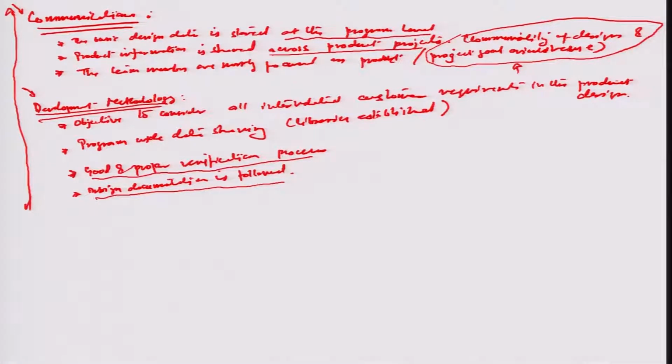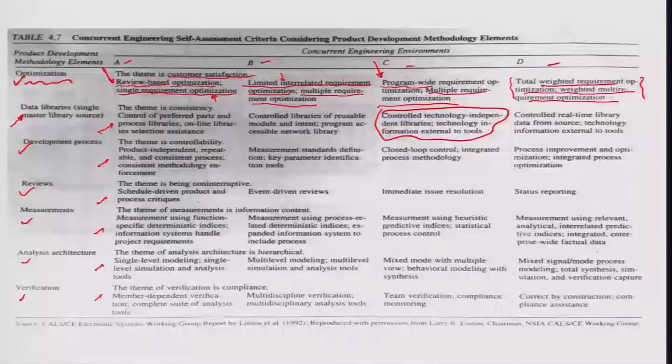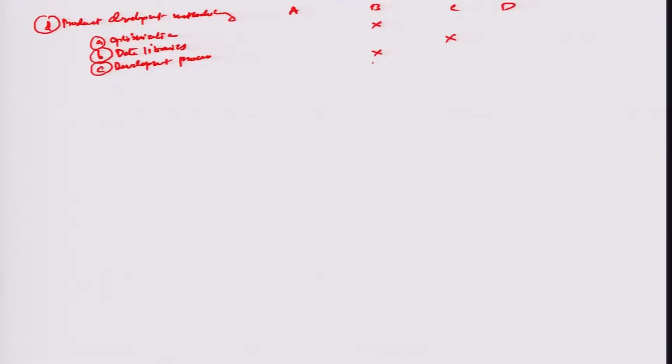And we talk about a design methodology which is quite well documented. So when we look at the self-assessment criteria here for the product development methodology, the development process, where the central theme is controllability, should be based around this, which talks about measurement standards, definition, so it's a well documented kind of a design process. You have key parameter identification tools which are there, through which you could access any particular portion, measure the efficacy, and compare it with definitions. So we have therefore the development process at level B.